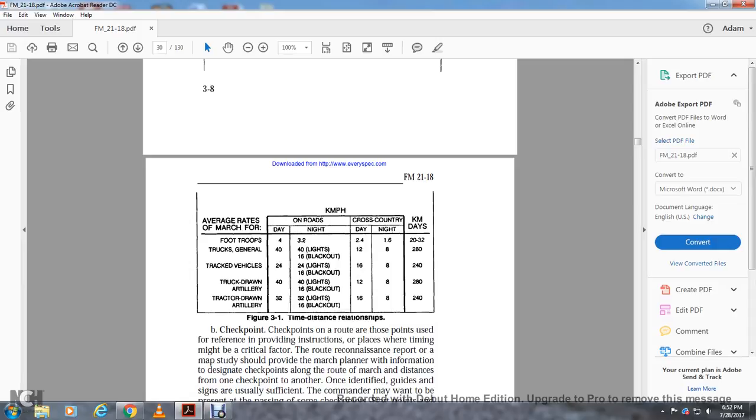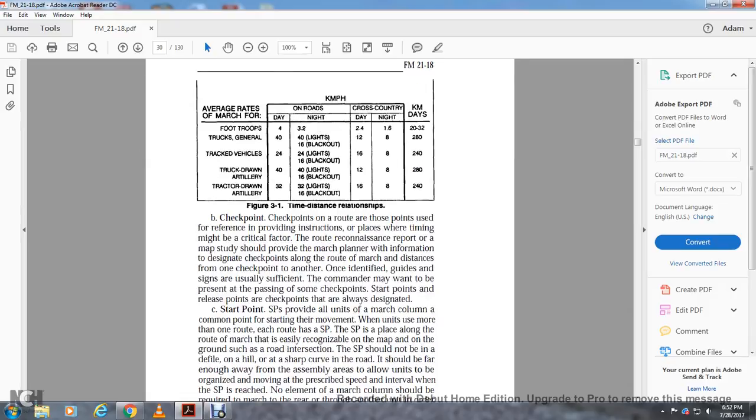16 kilometers by night, 16 to 8 kilometers by day, 240. Truck-drawn artillery: 40 by day on road, 40 with lights and 16 blackout. Cross country 12 by day, 8 by night, 280 kilometers a day. Track-drawn artillery: 32 by day on roads, 32 with lights, 16 blackout. Cross country 16 by day and 8 by night, and kilometers per day 240. Checkpoint.